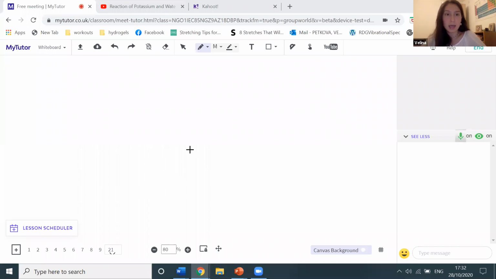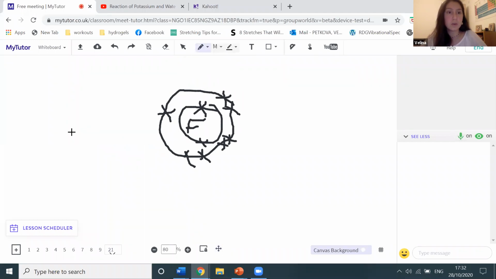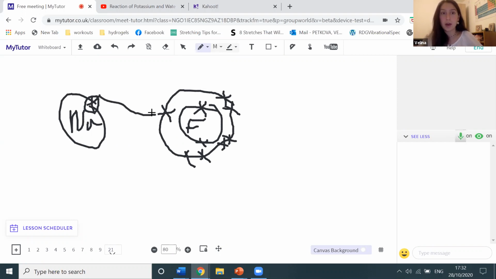So if we take fluorine, for example, we know it's got 9 electrons: 2 electrons in its inner shell, and then 7 electrons in its outer shell. And it is looking to gain an electron. So what fluorine needs to do is attract this negative charge, pull it over so that it can react and get the stable configuration of 8.